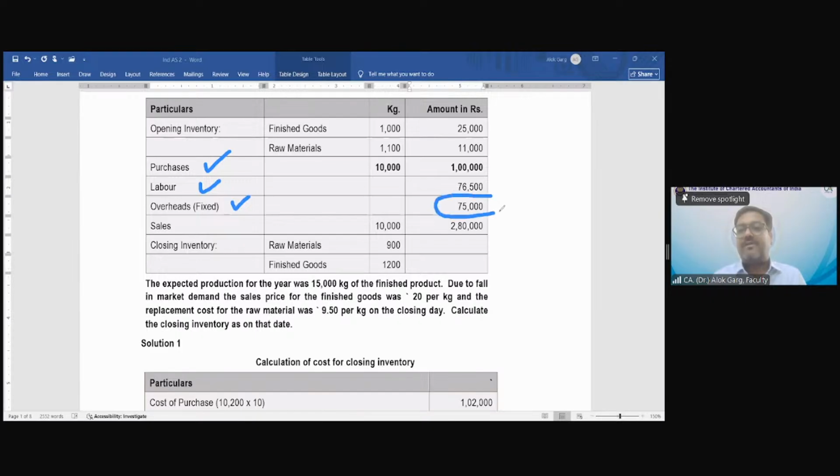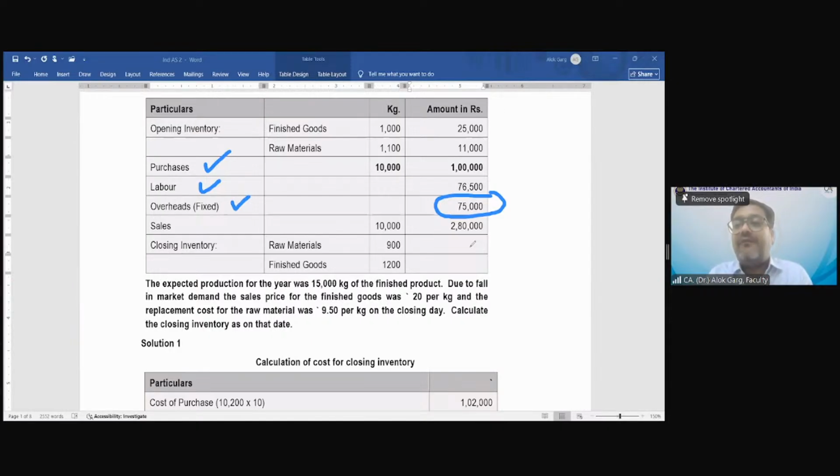Fixed overhead is 75,000. So whether this entire fixed overhead will become the cost of the inventory? No, sir. So what was the normal production? What was the budgeted production? 15,000. The budgeted production was 15,000 kg. What is the actual production that happened? 10,200 units. वो 10,200 ही actual production हुआ है ना? Opening और closing raw material जो बच गया, उसको छोड़ दो तो बाकी सारा produce हो गया. So 10,200 unit is the actual production.